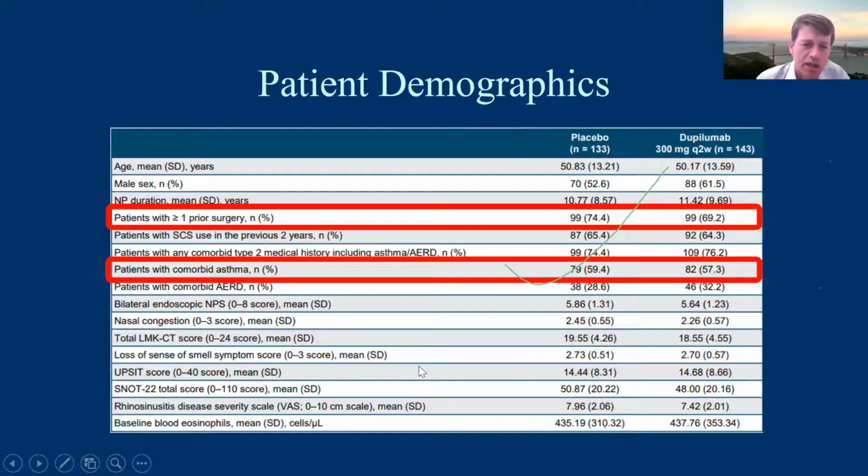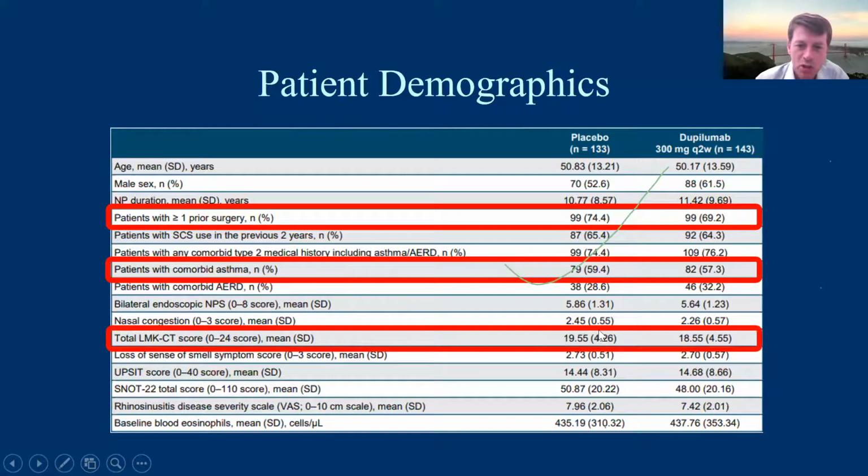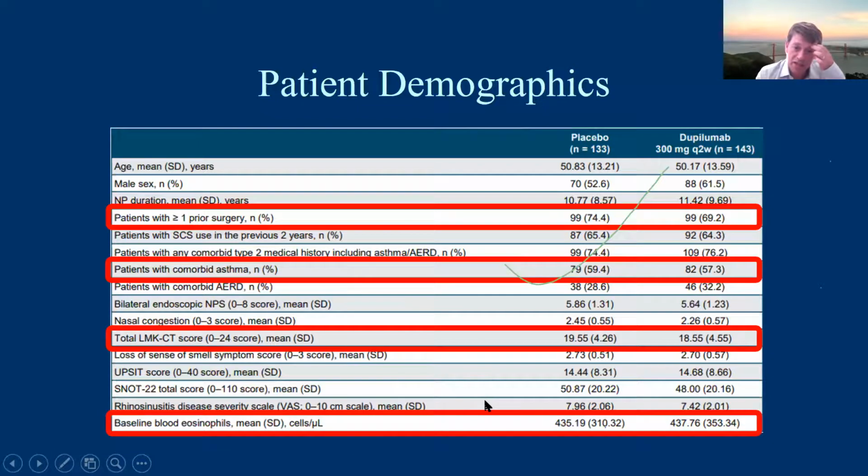So this, unlike our clinical practice with biologics prior to this treatment, asthma is not a requirement for treatment with this biologic medication. Total Lund-Mackay score, the maximum you can get is 24. You can see the really significant levels of disease with the mean Lund-Mackay score approaching 20 in both groups. And baseline eosinophil count is the last one I'll highlight. You can see a marked eosinophilia present in both of these patient populations.